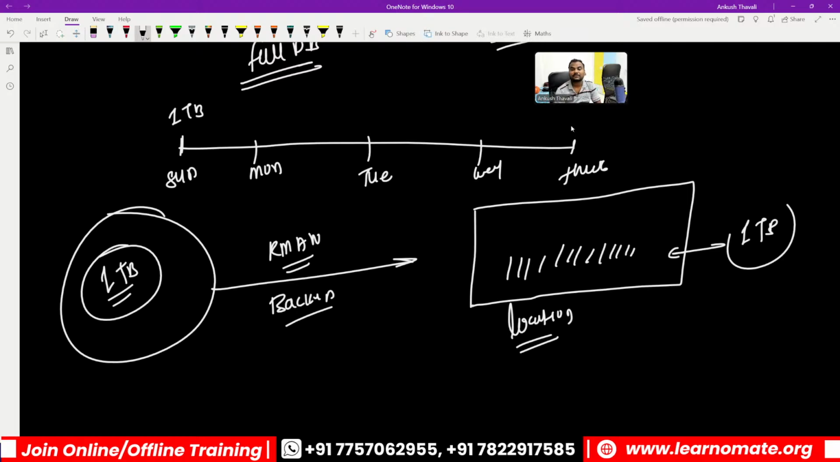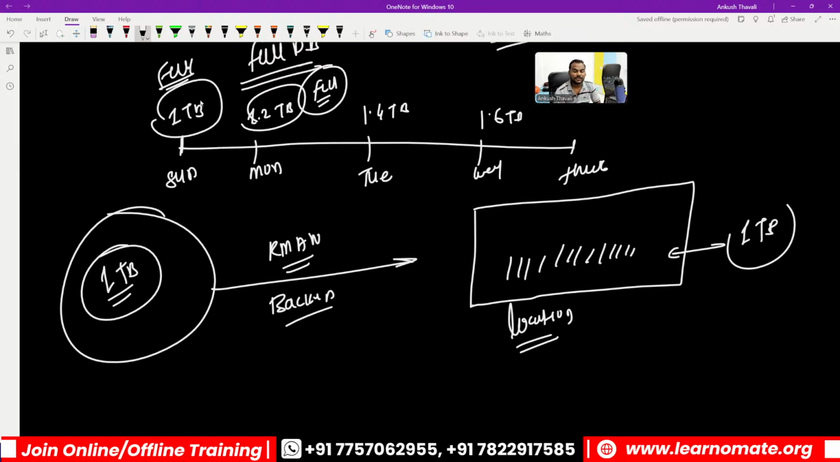Remember that every day your database size keeps increasing. So Sunday my database size is 1 terabyte, Monday it is 1.2, then 1.4 terabyte, 1.6 terabyte. Sunday I'm taking a full database backup. Monday I'm again taking a full database backup. So between Sunday and Monday, 1 terabyte of backup is repetitive only, because I already have a backup on Sunday. So why take the backup on Monday again?